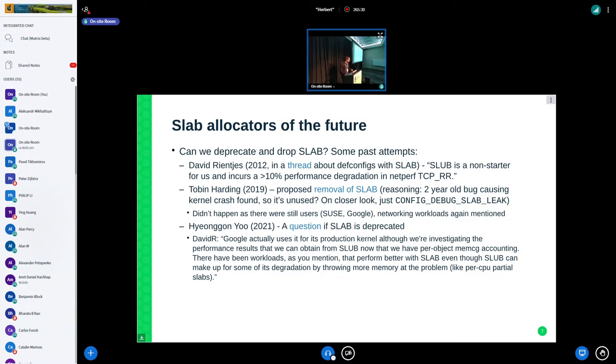Did they share more information about why it was performing less? Maybe we could fix the performance issue for those few test cases or whatever they used it for. I think he shared at some point that it was the netperf test, and it was due to the lack of the per CPU array for freeing. Because when you allocate on one CPU and you are freeing the object on another CPU, it's costly.